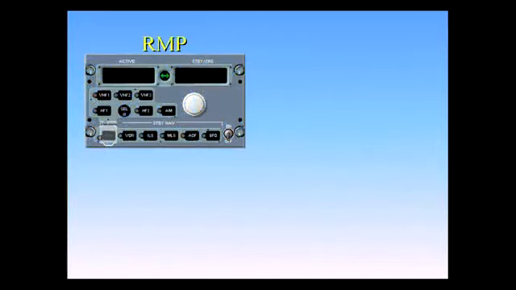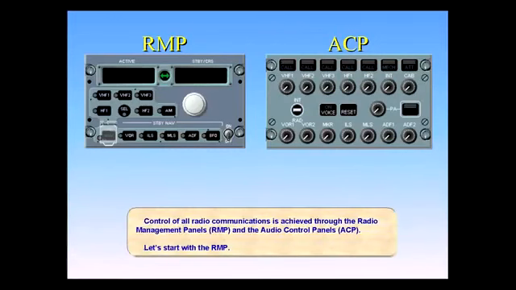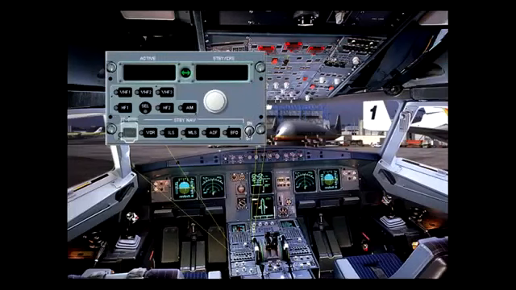Control of all radio communications is achieved through the Radio Management Panels, RMP, and the Audio Control Panels, ACP. Let's start with the RMP. The RMPs provide tuning of all radios. There are two RMPs located on the center pedestal and an optional third one on the overhead panel.